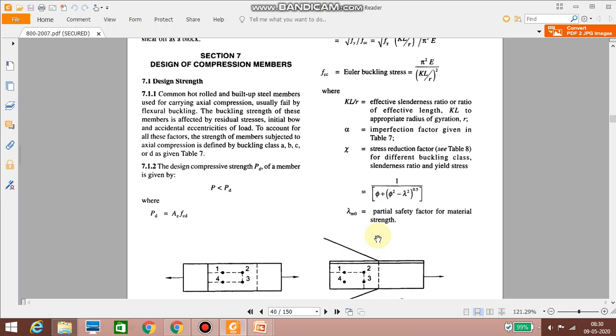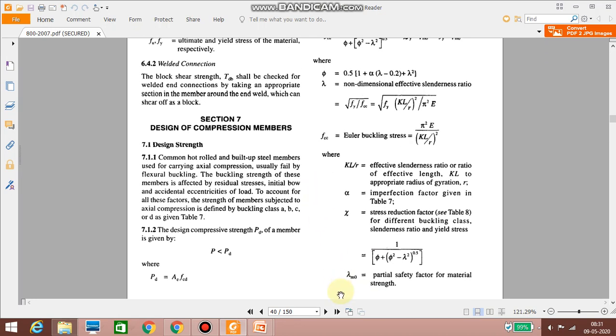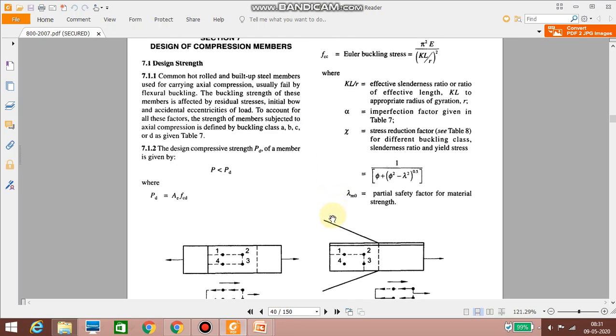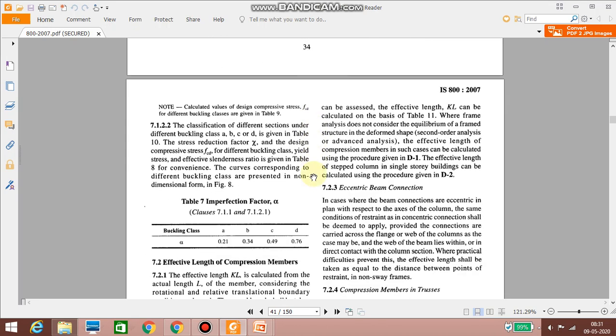Then gamma m naught is nothing but the partial safety factor for material strength. Hope it is gamma m naught. It is gamma m naught. It should be okay.